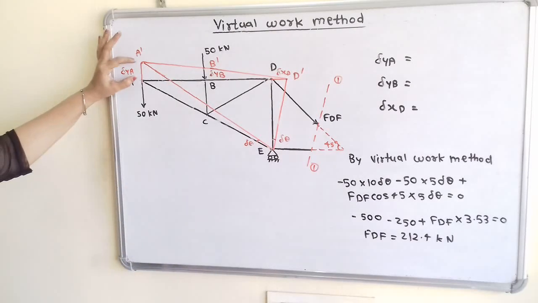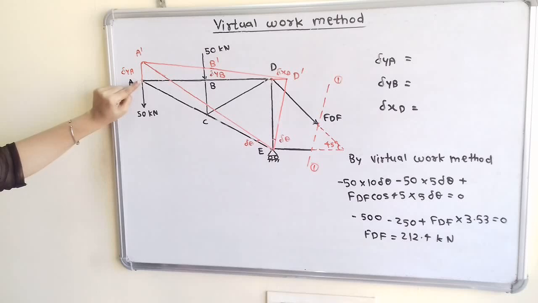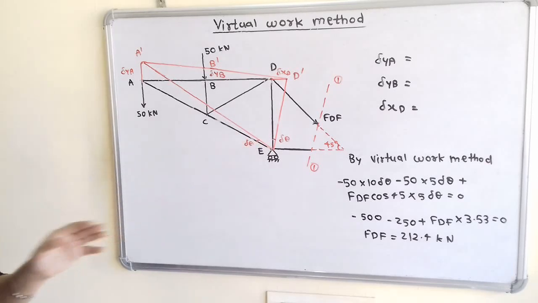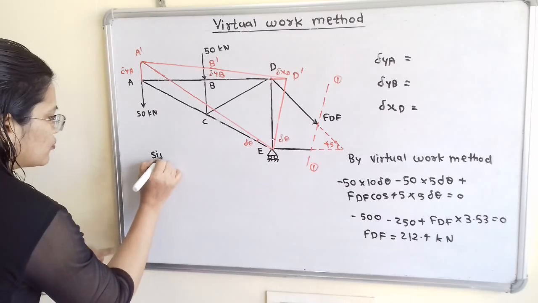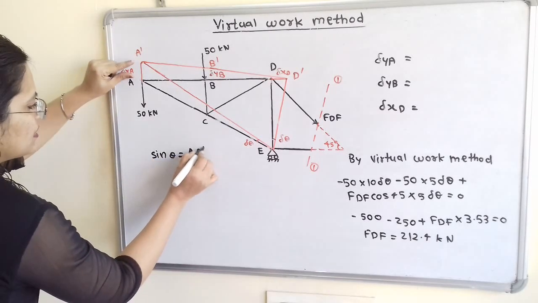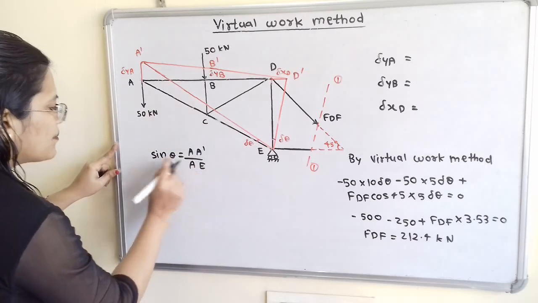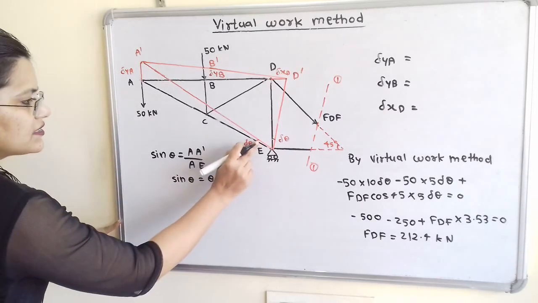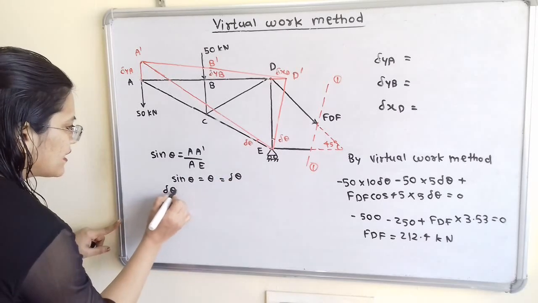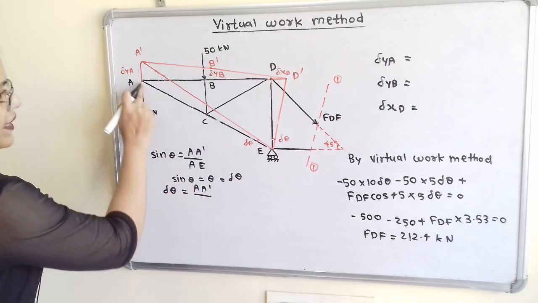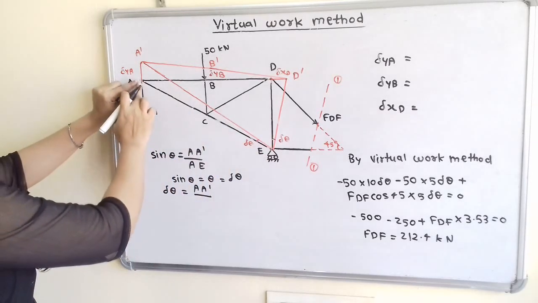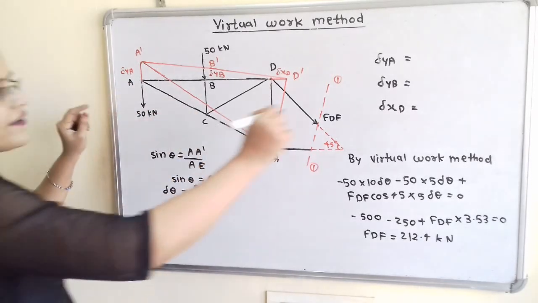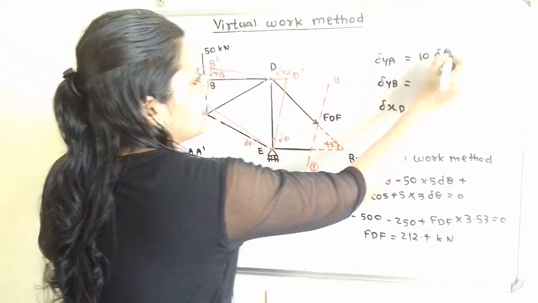How do we find the vertical distance A to A dash? We will consider the triangle A dash E. Now if we observe this triangle, suppose here is the angle theta, then I can write sin theta is equal to A dash divided by AE. But this theta is very small, therefore sin theta is equal to theta, and this theta is nothing but delta theta. So delta theta is equal to A dash divided by AE. Each side of the member is given as 5 meters, that is AC plus CE, 5 plus 5, 10. So A dash is equal to 10 delta theta. So I will write delta YA is 10 delta theta.